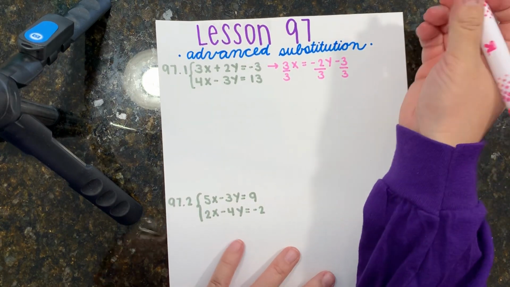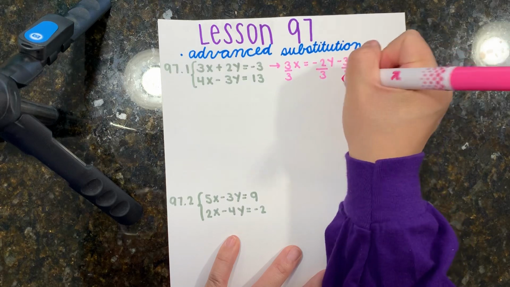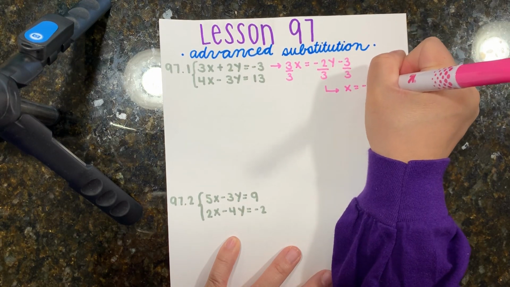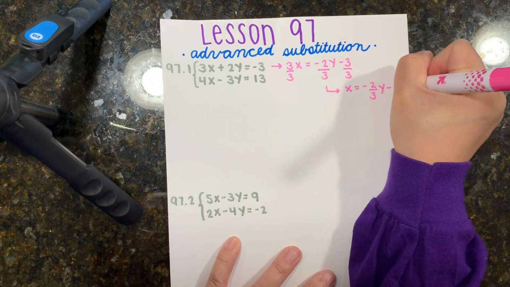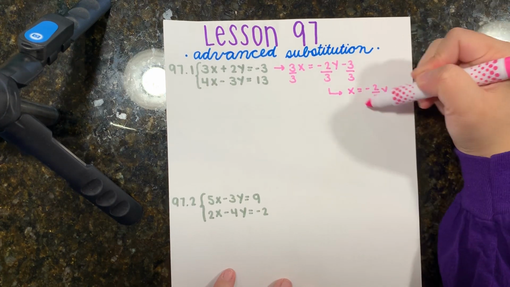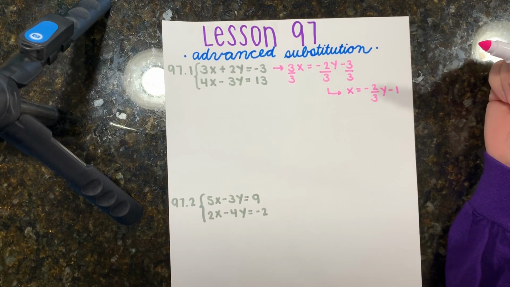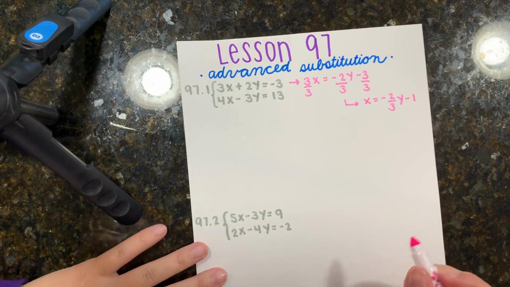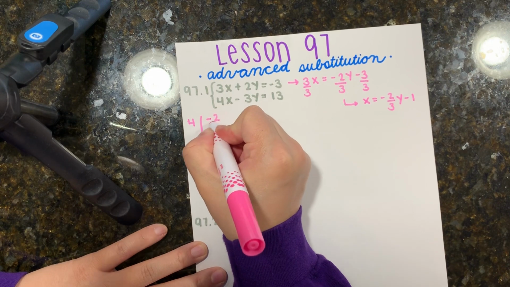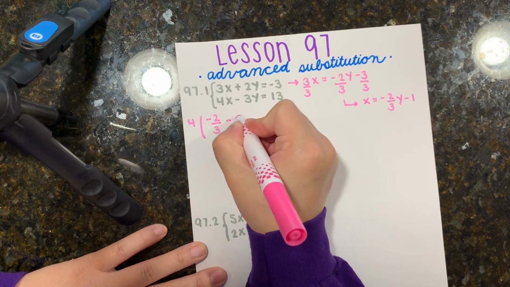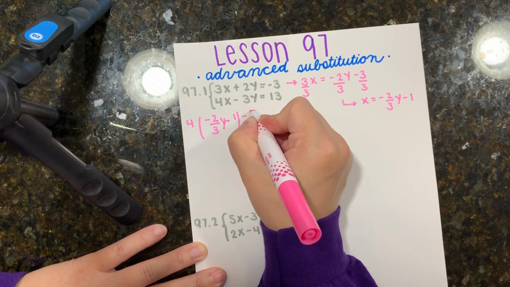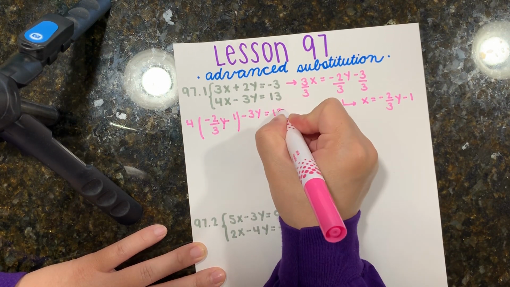Then I'm going to divide everything by 3. And that would give me x is equal to negative 2/3 y minus 1. Now I'm going to take this and plug it into my second equation, and that's going to be by substitution. So it would be 4, and then in parentheses negative 2/3 y, and then minus 3y equals 13.